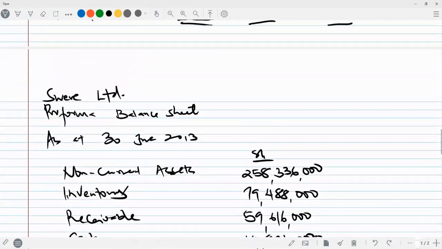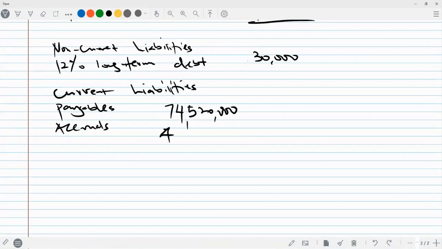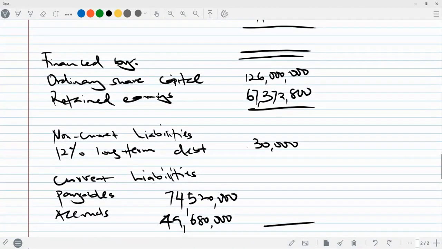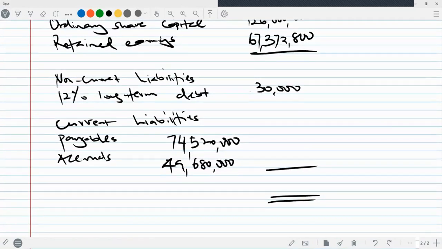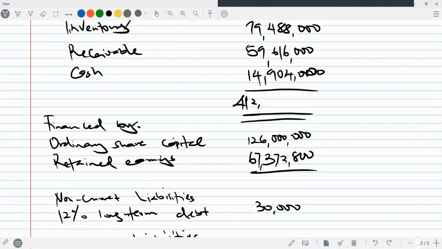Okay, accruals from the calculation above, we got 49,680. Total assets of the company for 12, sorry, for 12, yes, 344,000.